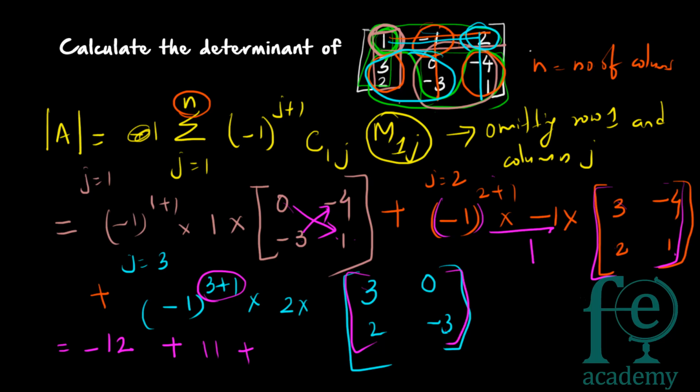It will be equal to 3 into minus 3 minus 2 into 0. 2 into 0 will give you 0. So 3 into minus 3 is equal to minus 9. So minus 9 into 2 is equal to minus 18. So your final answer will be minus 12 plus 11 minus 18. So minus 1 minus 18 which gives you minus 19.